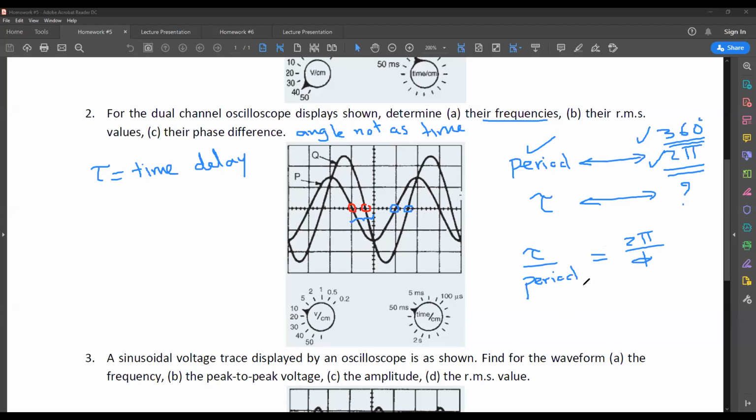okay? No, actually, it should be the other way around, okay? So let me just, so basically it should be phi over twice pi. So phi should be equal to the time delay that you measured over the period times twice pi. And the result will be in radians, okay? If you want to have it in degrees, then you put 360. Both are fine, both are correct solutions, okay?